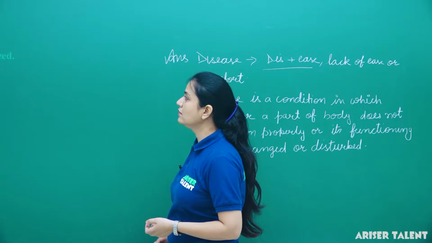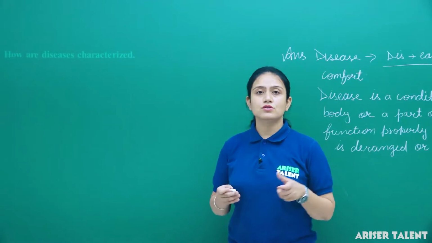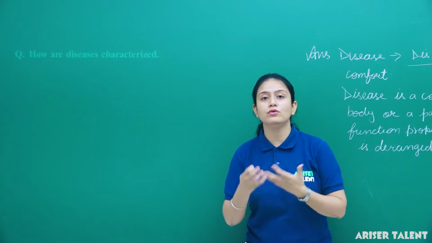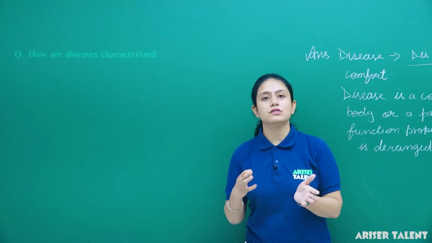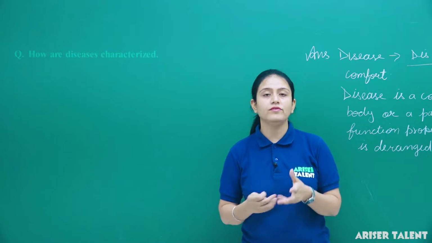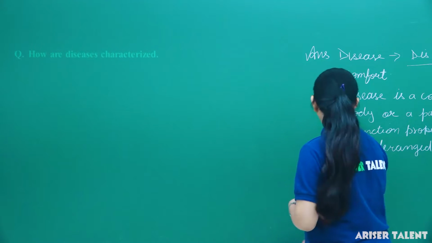Next is, how are diseases characterized? If I am suffering from a disease, how do you know that? Because the body shows some symptoms or some special characters like fever, pain and weakness, then only we come to know that we are suffering from a disease. So here we go with the answer.